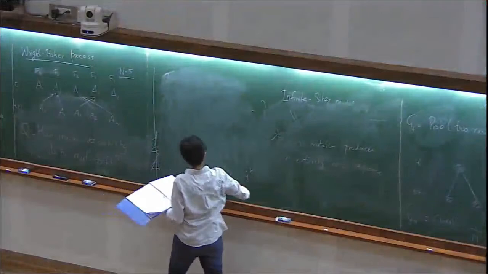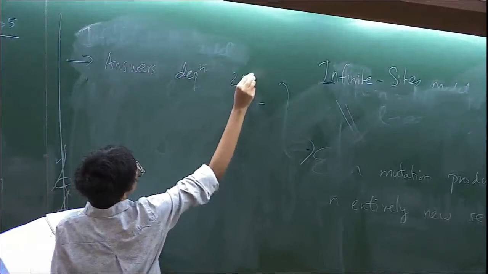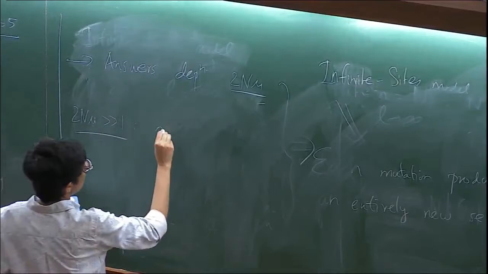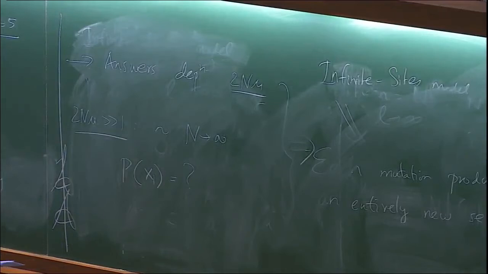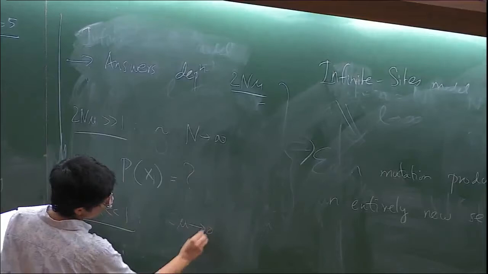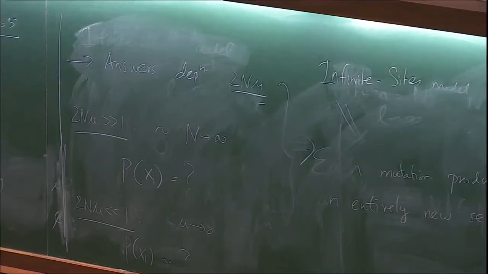The first lesson that we learned is that the answers depend upon this composite parameter 2Nμ. As I said already, if 2Nμ is much, much larger than 1, think of large populations. What do you think the distribution of x1 would be like at large times? From what we learned yesterday, could you guess how this would look? Similarly, if 2Nμ is much less than 1, that's like saying μ goes to 0. Then how would P of x1 look? I just want you to put things together a bit.